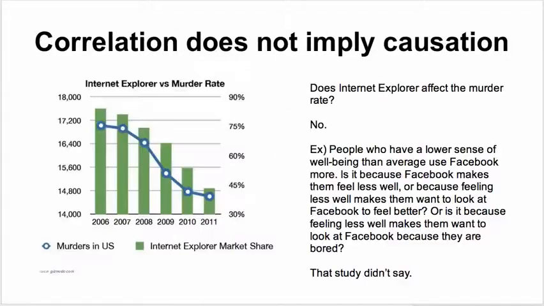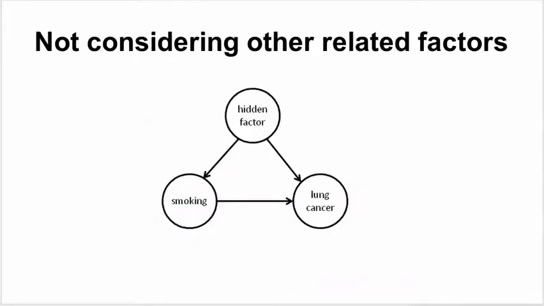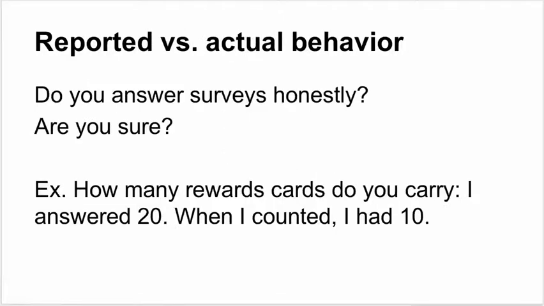Just because people with low sense of well-being use Facebook more, there could be another factor that correlates to both a low sense of well-being and an increase in Facebook. For example, maybe people who live in abusive homes have a lower sense of well-being because of the abuse, but maybe they also use Facebook more because of the abuse. It drives them to stay home and not go in public where they could be found out or something like that. So you don't want to ignore the chance that there could be another related factor.